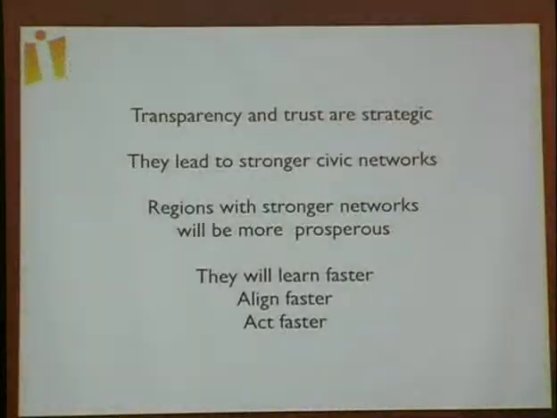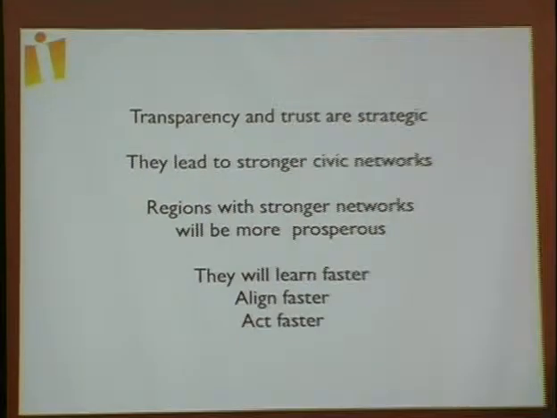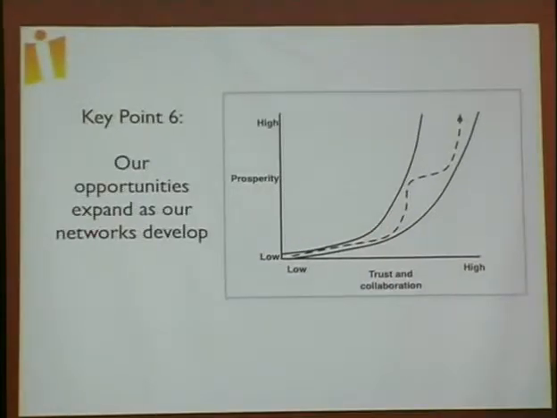So transparency and trust, figuring out how to work together, these are all principles of open source. Transparency and trust are strategic. They lead to strong civic networks. Regions with stronger networks are going to be more prosperous. They're going to align faster. They're going to act faster. This is the principle of open source software development. Same principles of open source software development can be applied in the real world, in the economic development world.